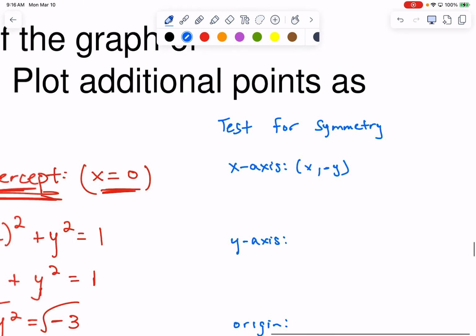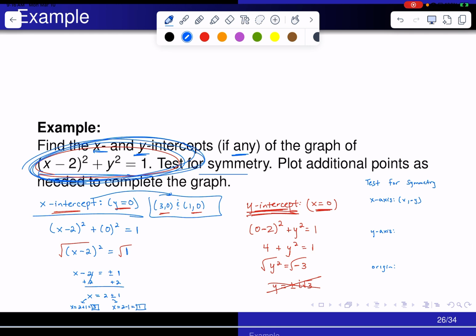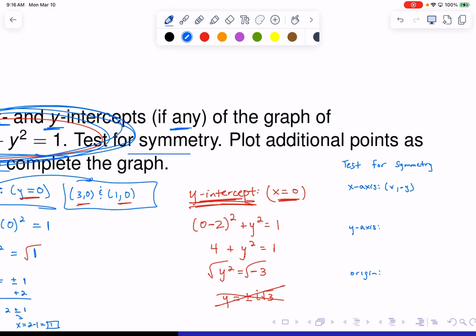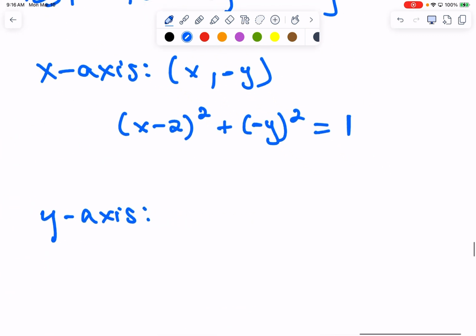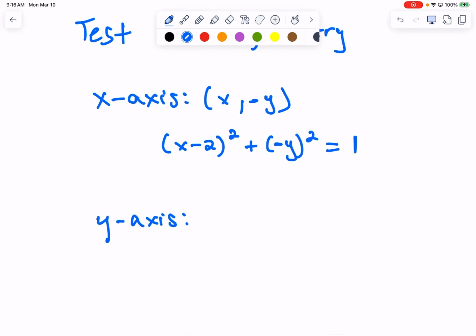So what I'm going to do is take my equation right here, and I'm going to replace y with what? What am I replacing it with? Negative y. So I'm going to go (x minus 2) squared plus (negative y) squared is equal to 1. And what I'm going to do is simplify this equation. If it's equivalent to the original, which means if I can simplify this and get back to the original, it's symmetric to whatever we're testing for.